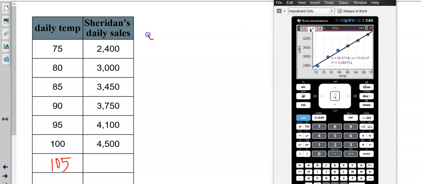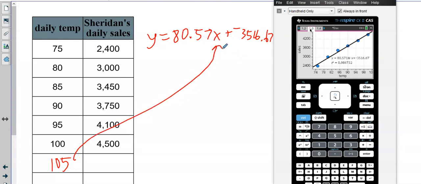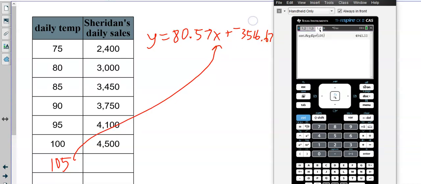So this was y equals 80.57 approximately. I just kind of cut it off there. Times x plus or minus, I guess, plus negative 3516.67. So that's our regression equation. If you plug 105 in there for x, and you can do that right now, you will get this as an answer. So plugging in, that's this equation.